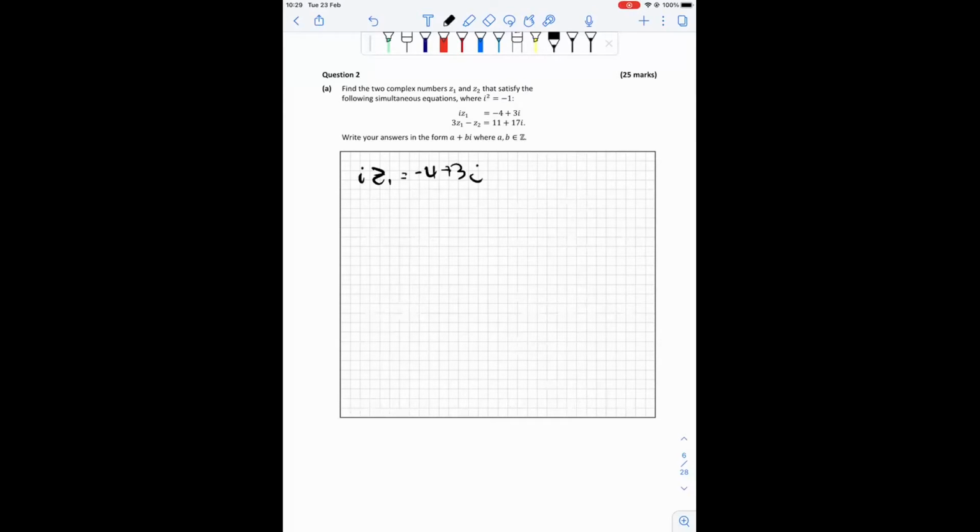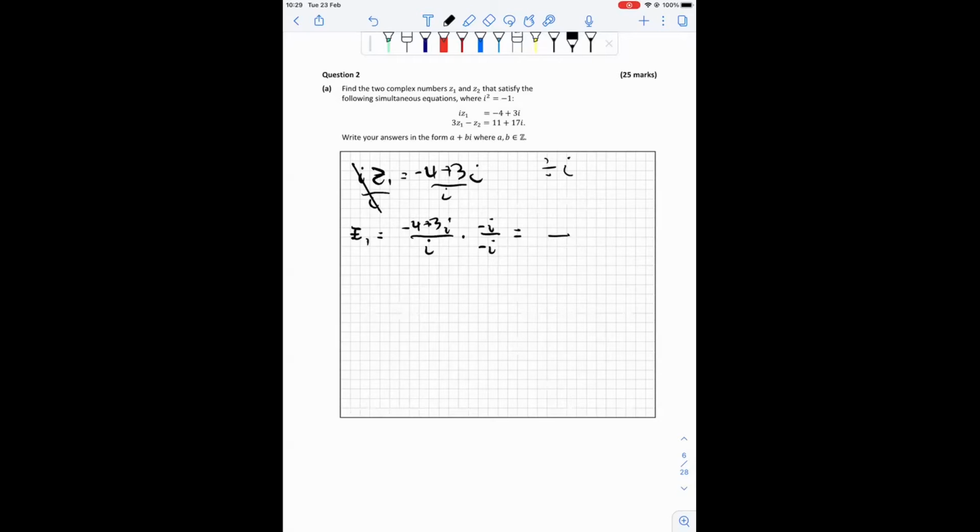Okay, the first thing I need to do is get rid of the i in front of Z1. So I'm going to divide everything by i. When I divide everything by i, on the left-hand side, i cancels, and I'm left with Z1 equals minus 4 plus 3i over i. This is a division sum in complex numbers, and the way to get rid of the i on the bottom is to multiply top and bottom by the conjugate of the bottom. The conjugate of the bottom is minus i, so I'm multiplying top and bottom by minus i.